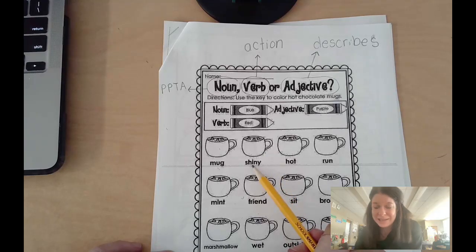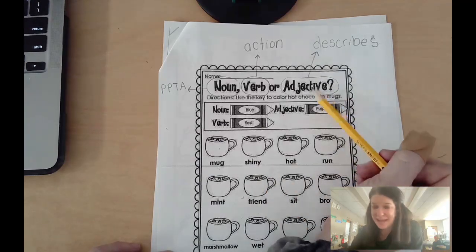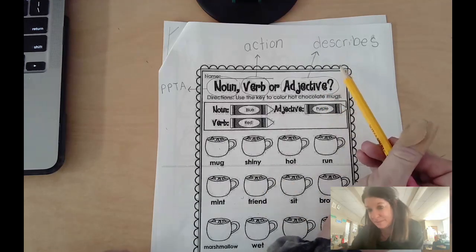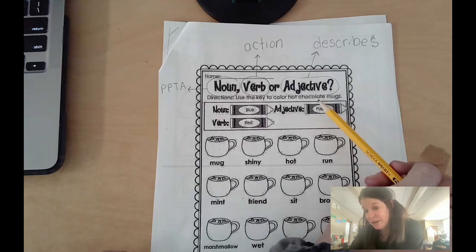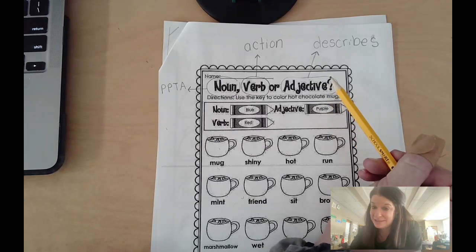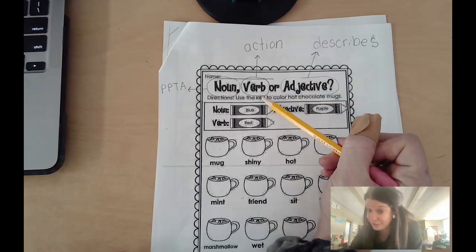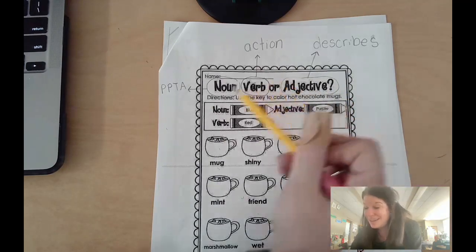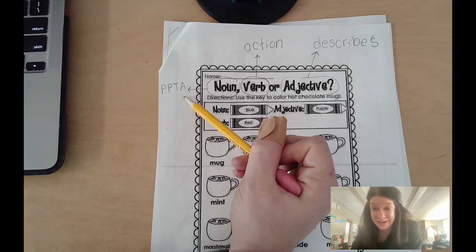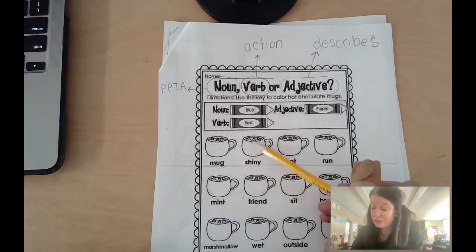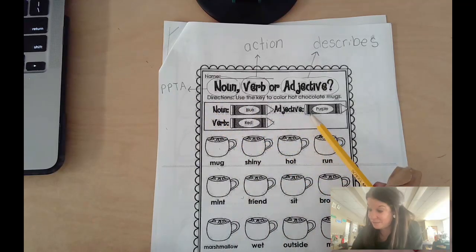What about the next one? Shiny. Shiny, let's check if it's an adjective. Does it describe something? If I say that mirror is shiny, does that make sense? It does, because you can't shiny for me. And it's not a person, place, thing, or animal. So shiny would be purple for adjective.